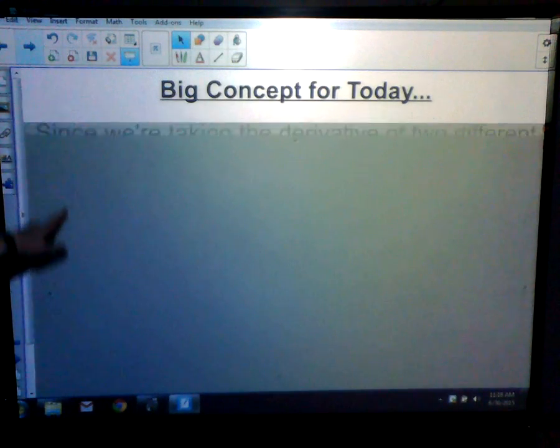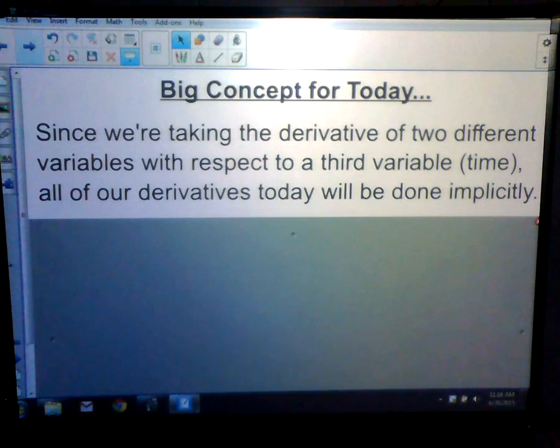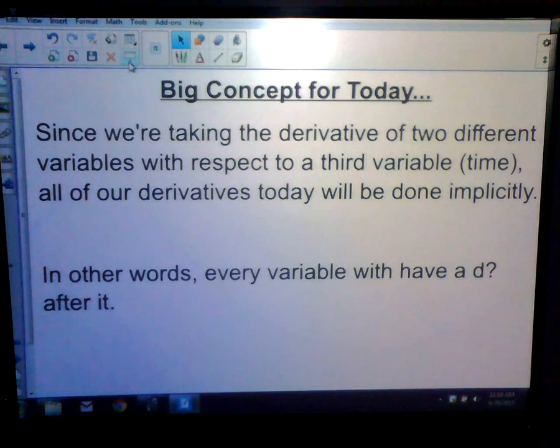Big concept for today, guys. Since we're taking the derivative of two different variables with respect to time, all of our derivatives are implicit. They're all going to have a d something with it. Every variable, when we do the derivative, is going to have a d something with it.